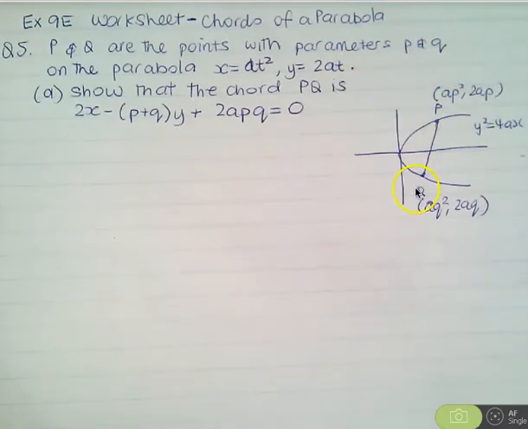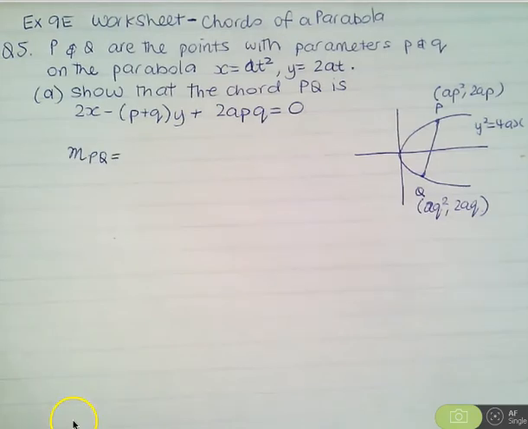So why don't you pause the video? I want you to do firstly the gradient of PQ, and then do the point gradient formula using that gradient and this point P. Okay, restart the video when you're ready, and hopefully you'll get this here. If you don't, then you can watch the video and copy, and if you do get it, you can fast forward the video to where it finishes that bit.